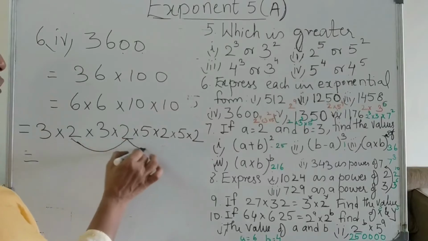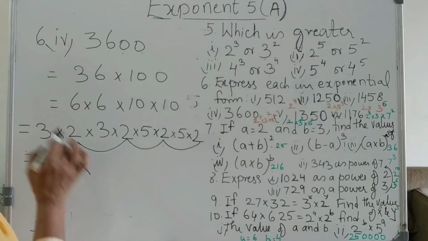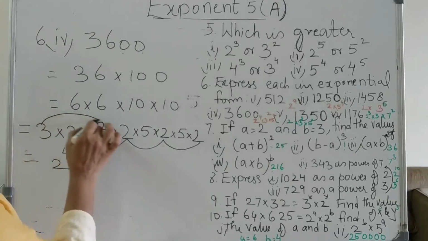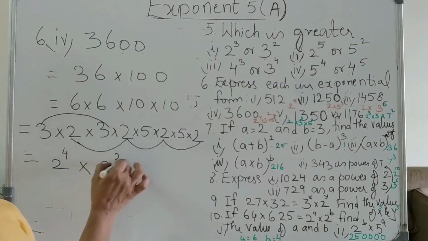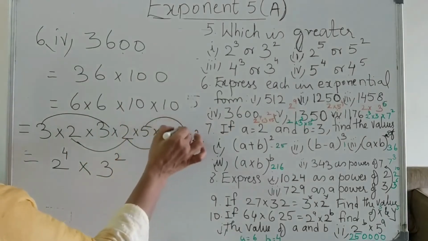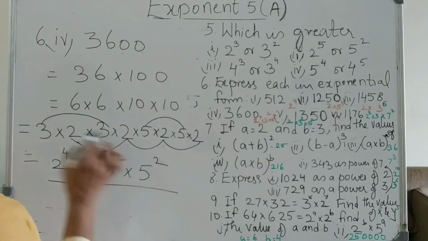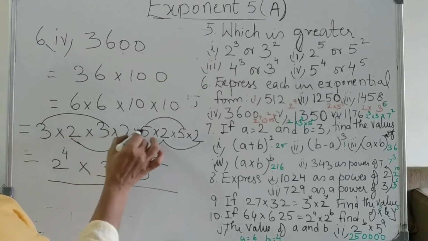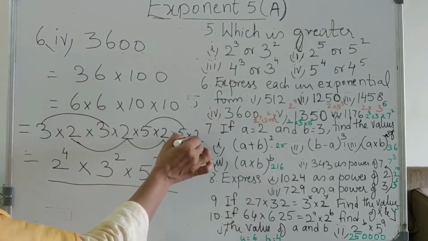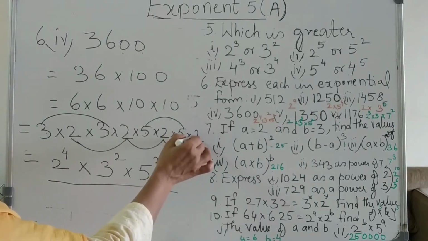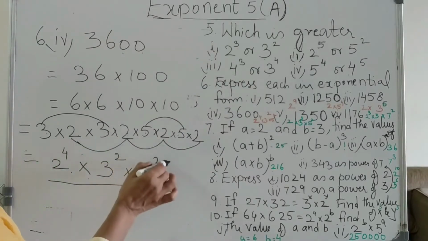1, 2, 3, 4. So it is 2 raised to 4. How many 3's? 1, 2. 2 3's, so 3 raised to 2. How many 5's? 2 5's. So 5 raised to 2. So here 1, 2, 3, 4, 5, 6 factors are all included. It is 2 raised to 4, 3 raised to 2, 5 raised to 2.